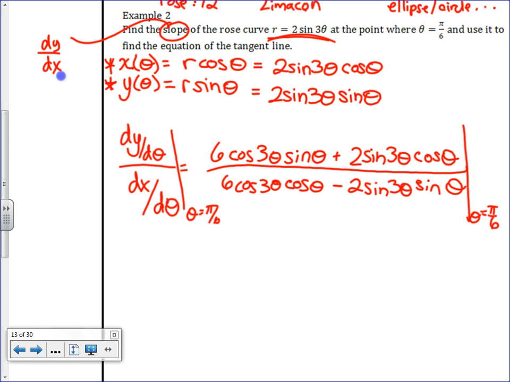Hey, is unit circle still important? I know. I'm sorry. But yeah, unit circle is still important. Plug and chug. You guys got it? So we're in notes. We're on example 2.